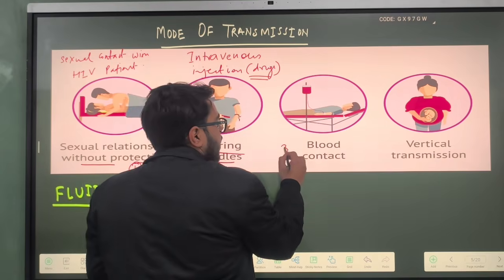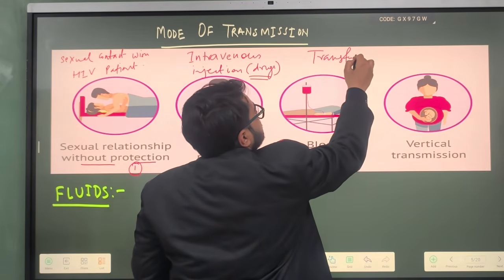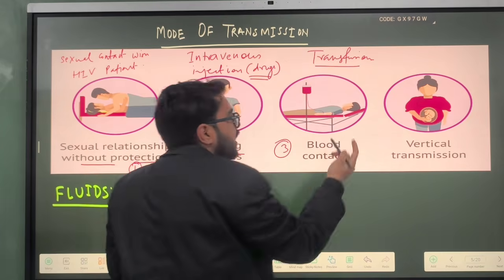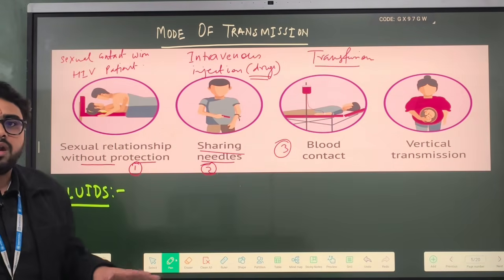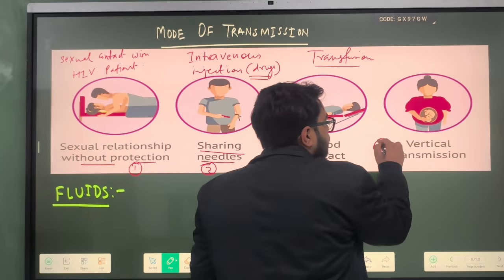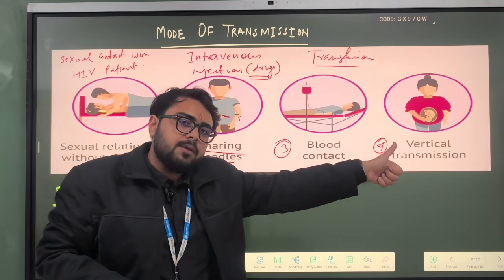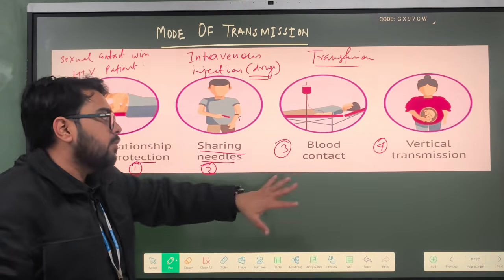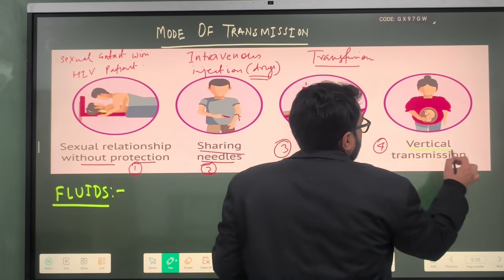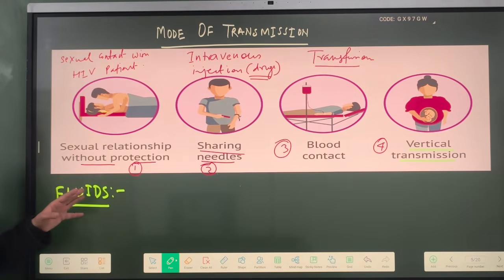Third is blood contact, meaning blood transfusion. If you take some blood from a person who is unhealthy, who is having the HIV infection in his blood, it can happen. Fourth, vertical transmission, and it is very, very important. NCERT has not used this term, but this is important. Through breastfeeding, through placenta, or through childbirth. This is the method by which it can be transferred. So these are the four modes of transmission.